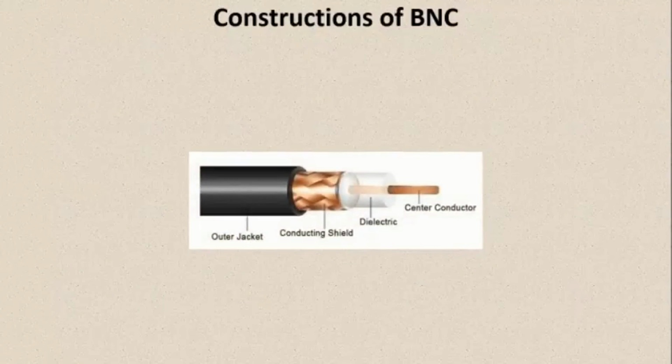In this experiment, we will be using the BNC coaxial cable. I'll explain about the layers of the coaxial cable. The first layer is the center conductor, and the second layer is the dielectric. The third layer is the conducting shield, and lastly is the outer layer.